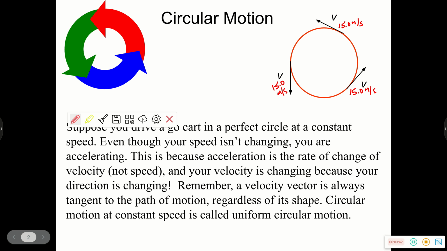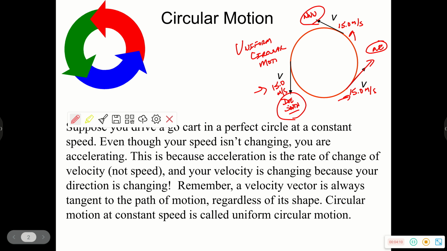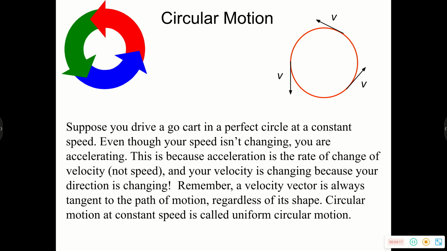Okay? The only thing that changes, what do you notice? This would be moving kind of northeast, this would be moving kind of northwest, and this would be moving due south. The only things that are changing here are the directions. This is what tells you that it's uniform circular motion, okay? So just make sure that we understand that the magnitude stays the same, it's just the direction that's changing. Okay, so that's the intro to circular motion.